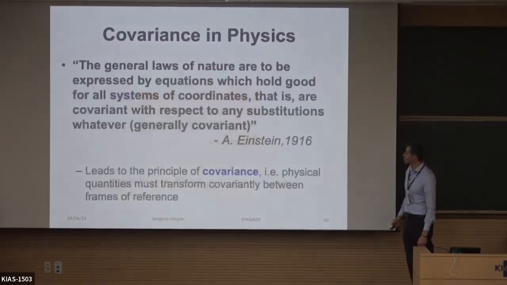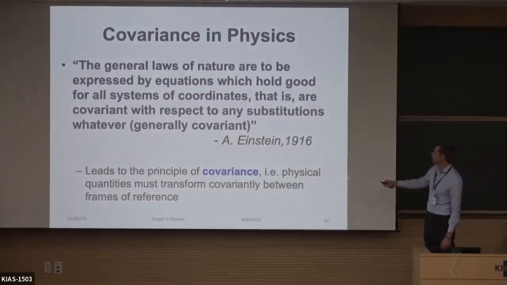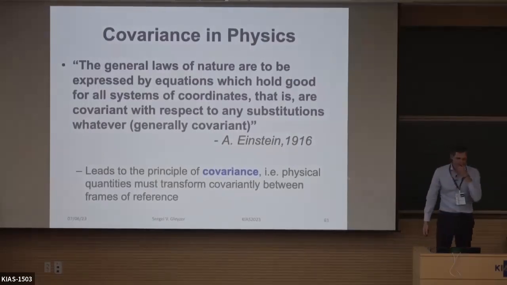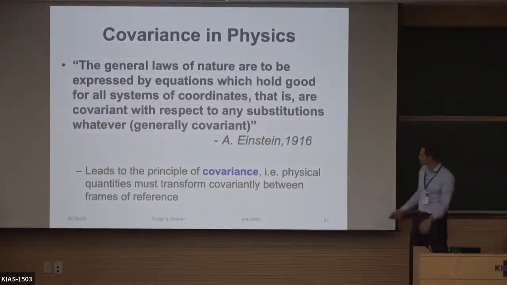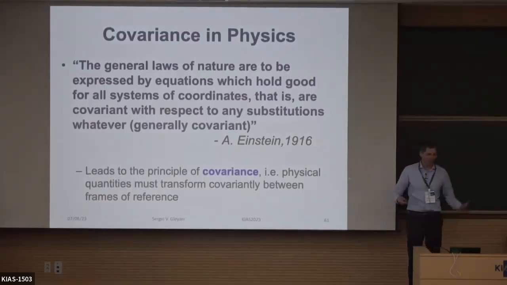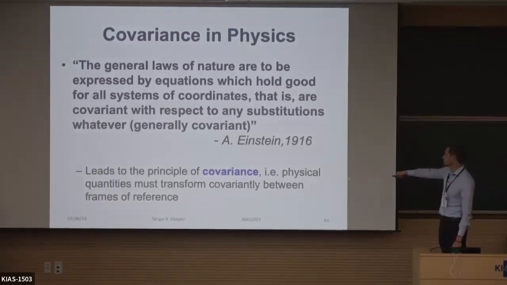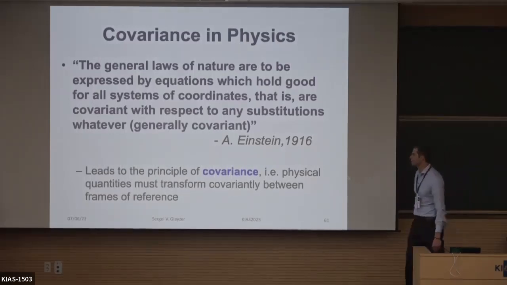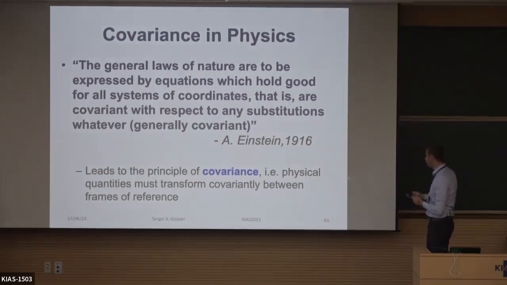Now, this discussion starts, I'm going to focus on one particular topic in physics, something called covariance, right? And if you look at this quote by Albert Einstein about the general laws of nature, in essence, he said that they should be invariant with respect to any sort of substitutions, okay, for all systems of coordinates. This idea that there is some covariance here. So physical quantity should transform covariantly between different frames of reference. That's the key idea, okay, which we know is very important to theoretical physics or understanding of the world.